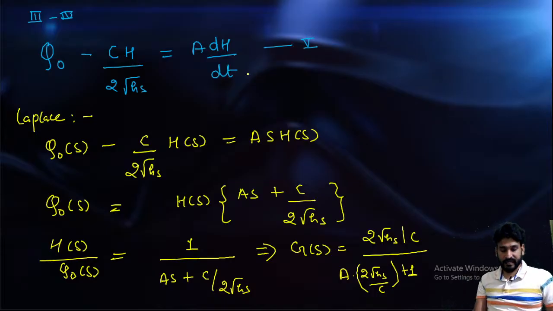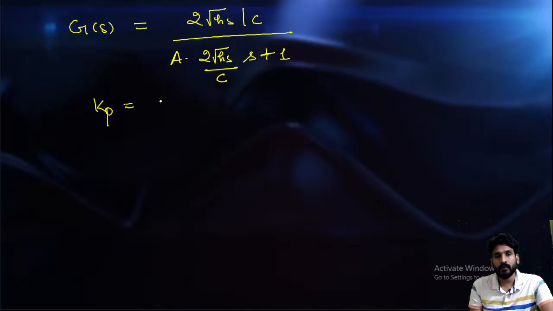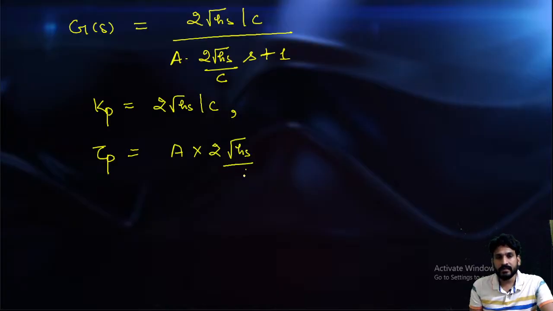Okay, now the next process is simple. Just compare with the general transfer function. Then I can say my Kp is equal to 2√(Hs/C), and my tau p is equal to A times 2√(Hs/C).